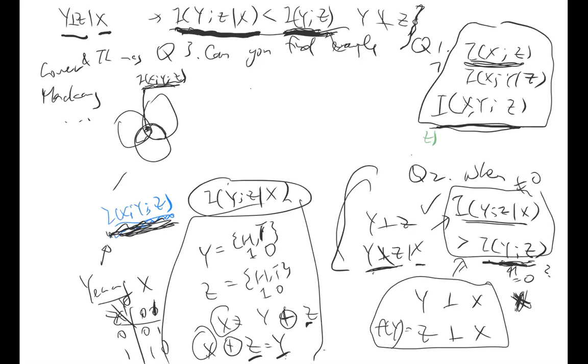When X is not given, then I(Y;Z) is not equal to zero, right? Oh wait, but are you using the same example as we have here? Because in the earlier example here, we assumed Y and Z are independent, right? No, I'm not assuming Y and Z are independent.